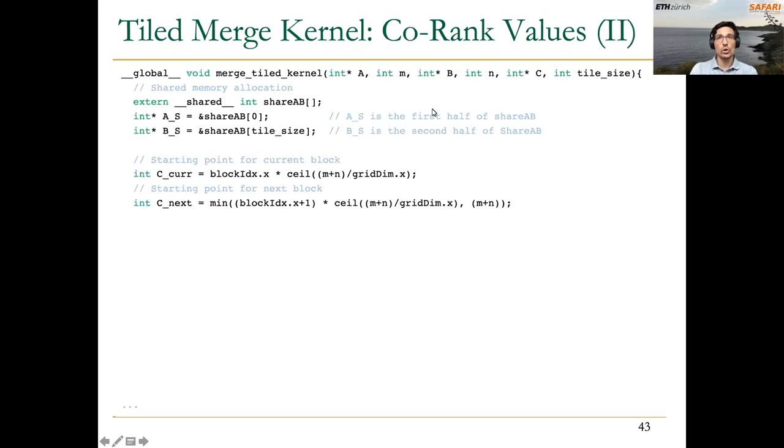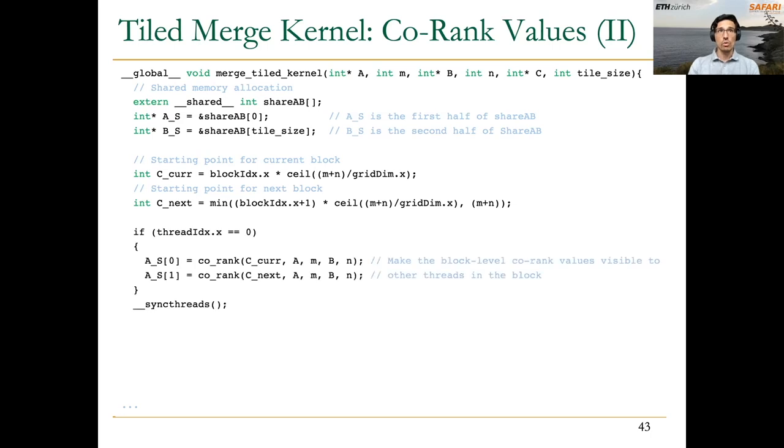And this is how our code looks. In the merge tile kernel, we first start allocating memory in shared memory, a large tile, and we divide it in two pieces of tile size that are going to be used to store the tile from A and the tile from B. We have to obtain for each thread block the starting point for the current block and the starting point for the next block, because they define K current and K next. In this code, we call them C current and C next, because they define the bounds of the section that has been assigned to one specific thread block.